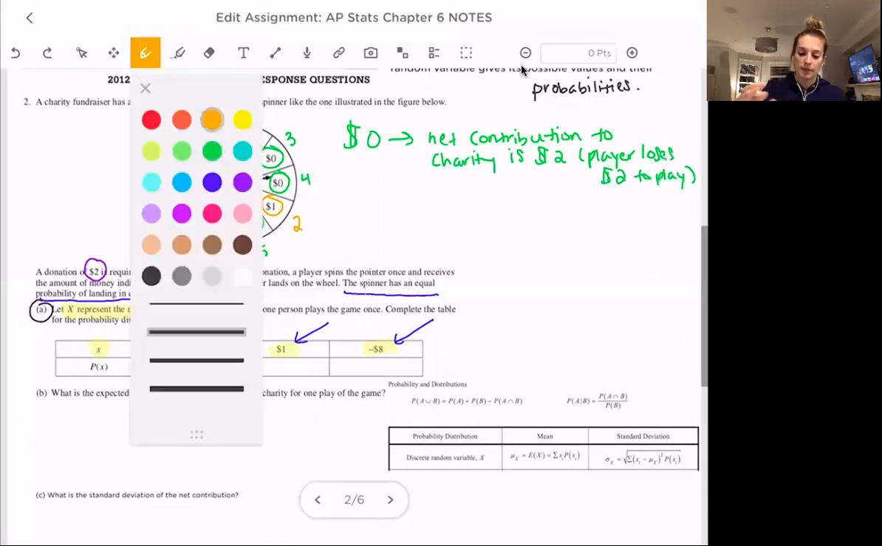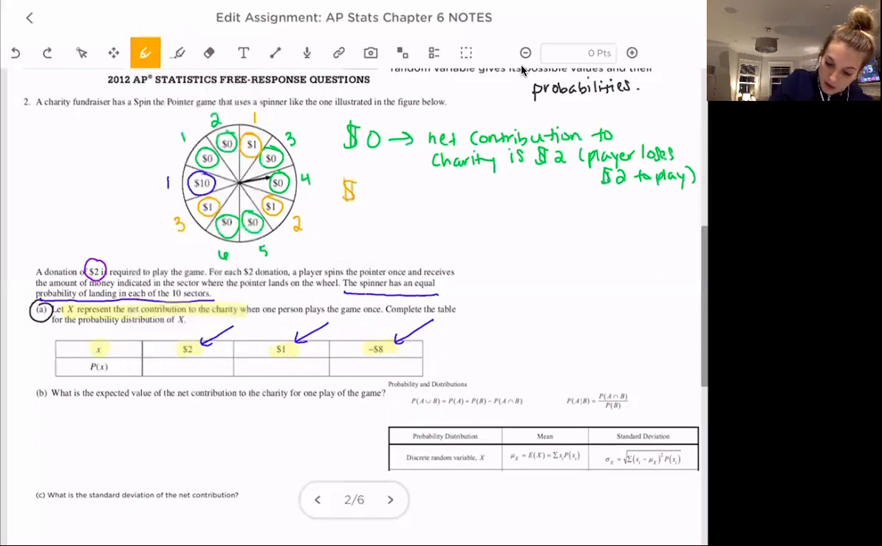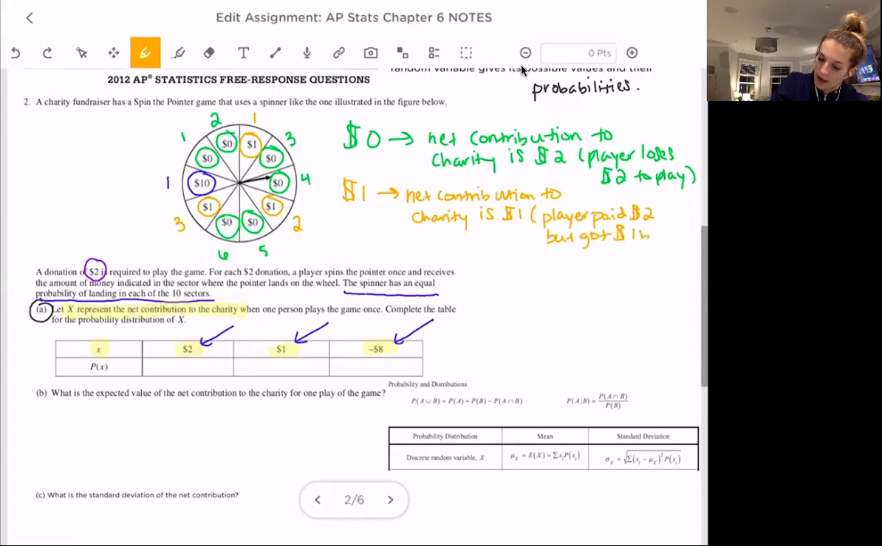What's your next outcome? If the spinner lands on $1, let's think about that in terms of the net contribution to the charity. You paid 2 to play, you land on $1 on the sector, they give you $1 back. The charity still has one of your dollars though. So the net contribution to the charity is $1. And why is that? Well, the player paid 2, but got 1 back.